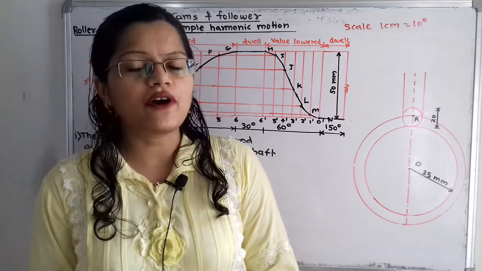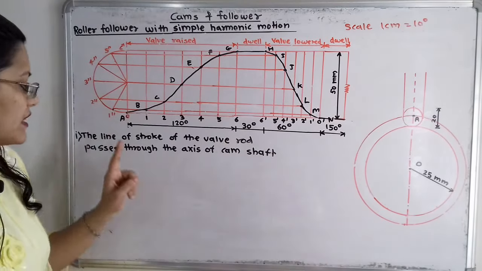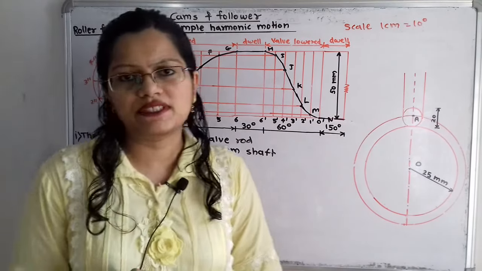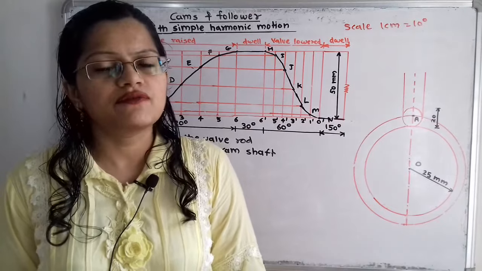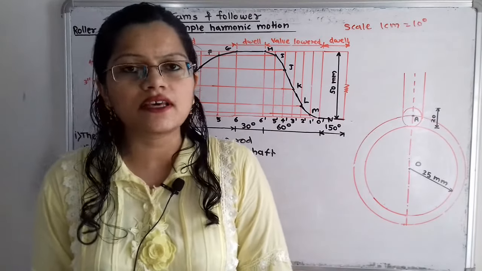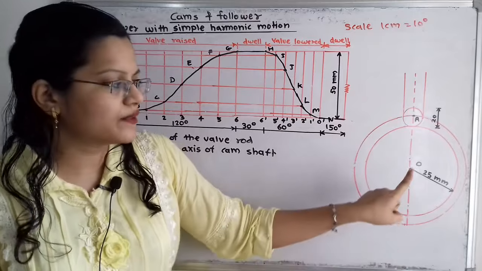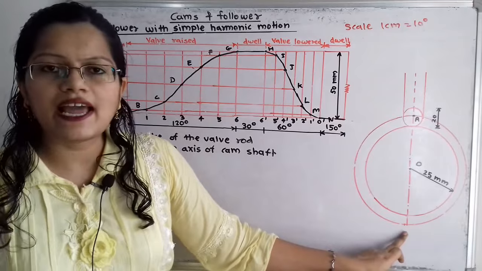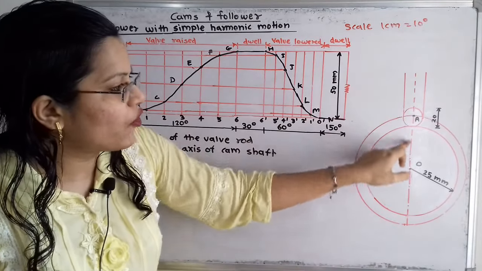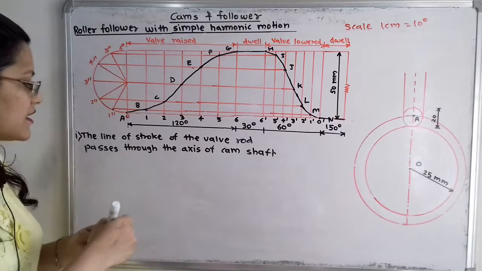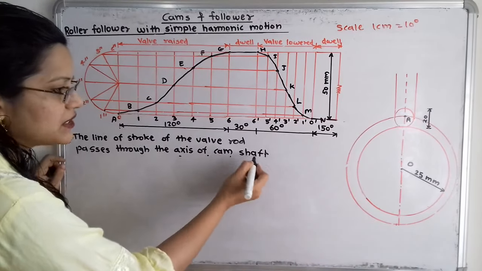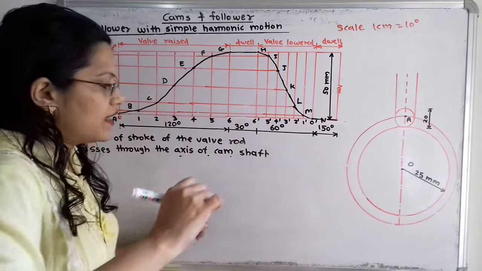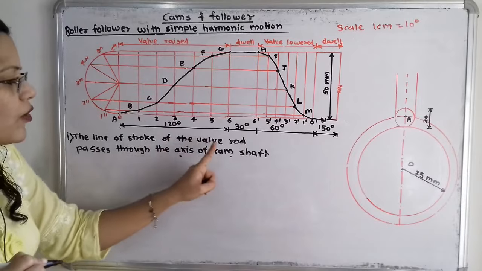Now we will move to the first case, where the condition is given that the line of stroke of the valve rod passes through the axis of camshaft. So for that, first we will draw one circle, that is the base circle with 25 mm radius with O as a center. So on this circle we have to draw one line passing through the center O in the form of dash. So as per the condition, the axis of camshaft is the axis passing through this point O.